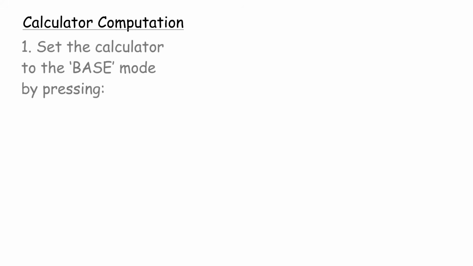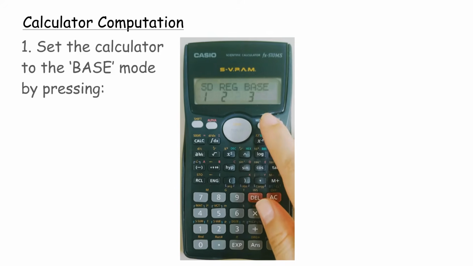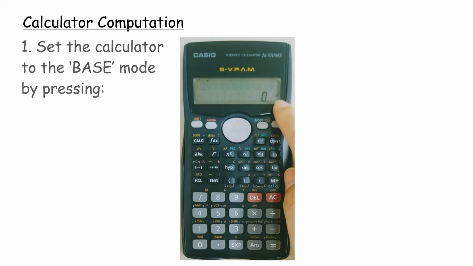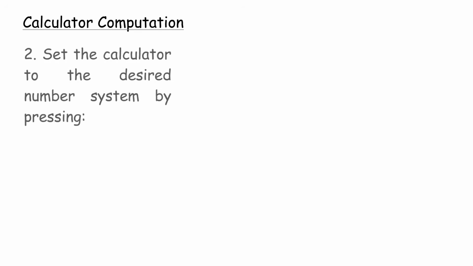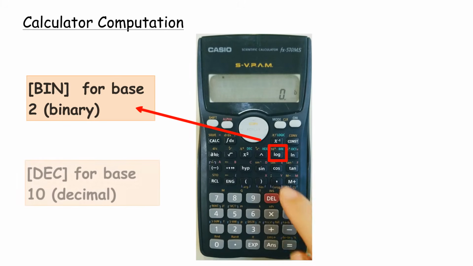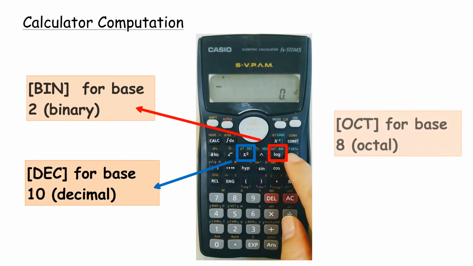Now, let us learn how to use a calculator to convert number bases. Calculator computation. 1. Set the calculator to the base mode by pressing. 2. Set the calculator to the desired number system by pressing BIN for base 2, binary. DEC for base 10, decimal. OCT for base 8, octal.